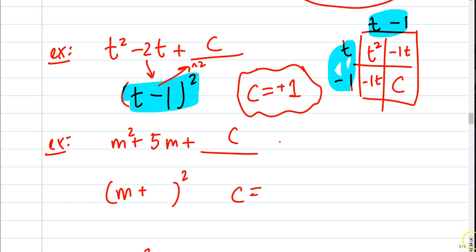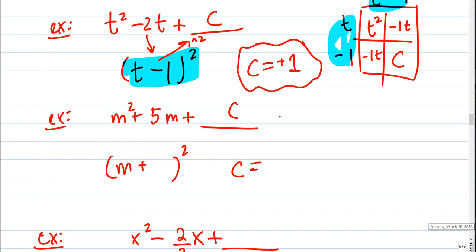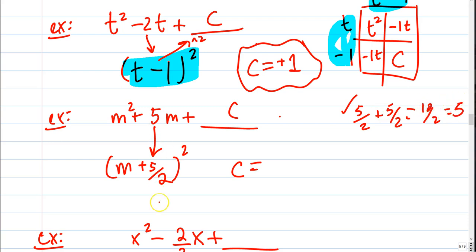This one's a little trickier, but it's the same skill. I have m squared plus 5m. Can I split 5 in half? You're like, oh yeah, make it 2.5. I'm okay if that's where you're at for now, but I would encourage you to leave that as a fraction. b over 2 would be 5 divided by 2. We could check that right now. Does 5 halves plus 5 halves give us 5? Well, it gives us 10 halves, or 5. There you go. That number plus itself makes the 5.